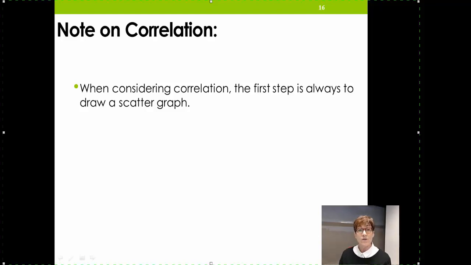A note on correlation before we wrap up. When considering correlation, the first step is always to draw a scatter plot. Okay, that's pretty much what I've just said, I think. You really do need to get a sense as to what's going on and to ensure that the correlation coefficient and the subsequent regression model all support or converge to validate the original findings in your scatter plot.